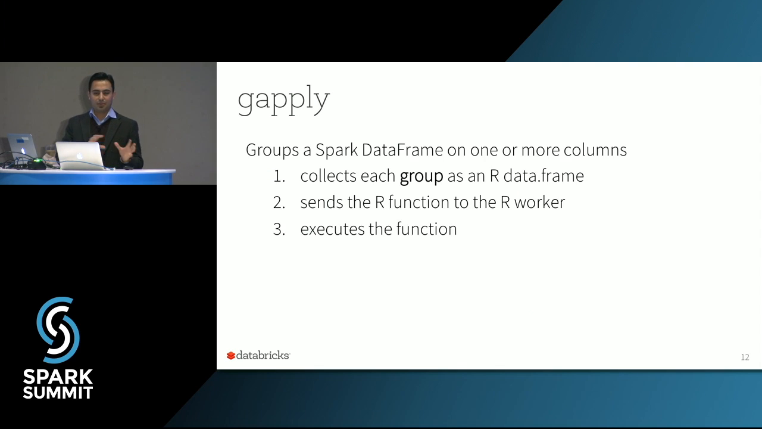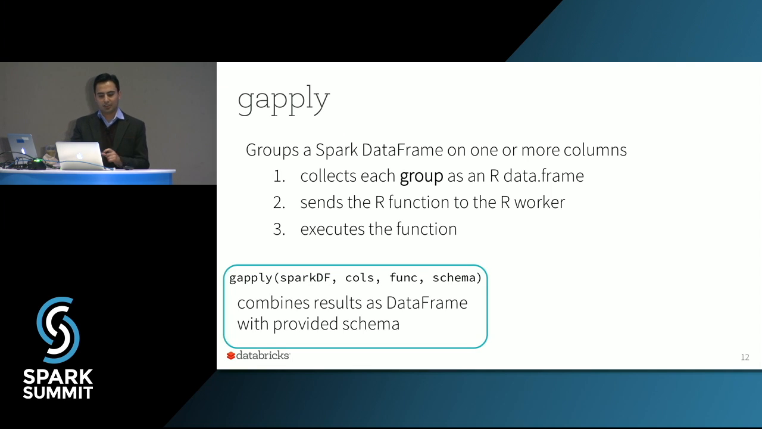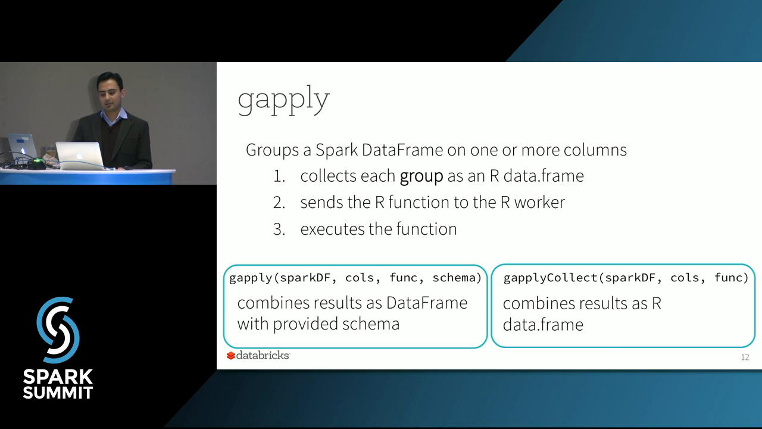gapply is the third one, which is sort of similar. The main difference is that you specify a column name, one or more. It will first perform a grouping on that column name, and then for each group within your Spark data frame, it will execute the function on the group. Again, we have two signatures. The normal gapply takes a Spark data frame, one or more columns, a function, and a schema in order to return a Spark data frame. And the gapplyCollect signature is just like the previous one without the schema, because you end up with an R data frame in your driver.